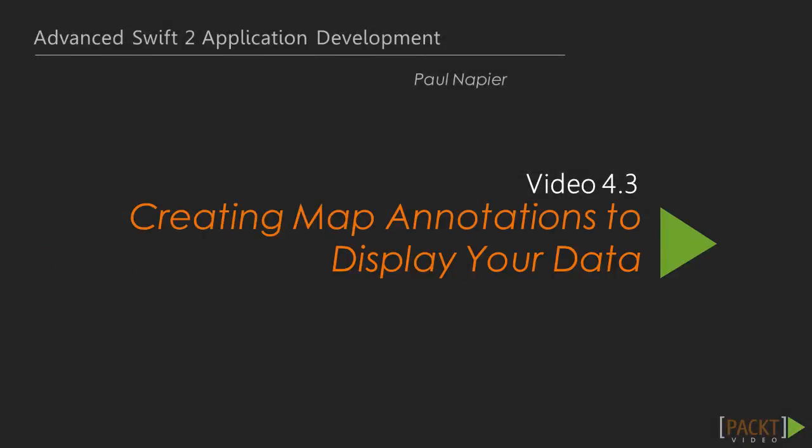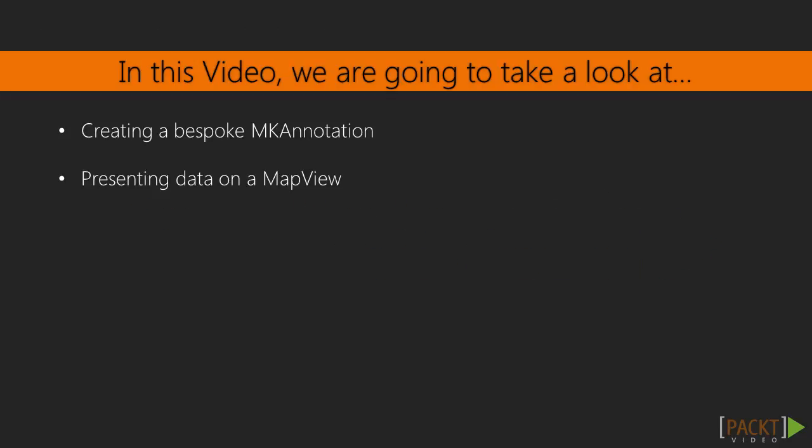So we now have a map view that's centering on our user's location. And we have some dreams. Now we want to display our data on the map view. In this video, we're going to look at how we can create a bespoke MKAnnotation. And then we'll use NSFetchedResultsController to display our data on the map view.